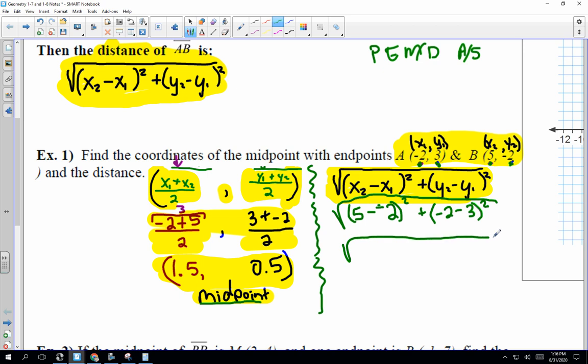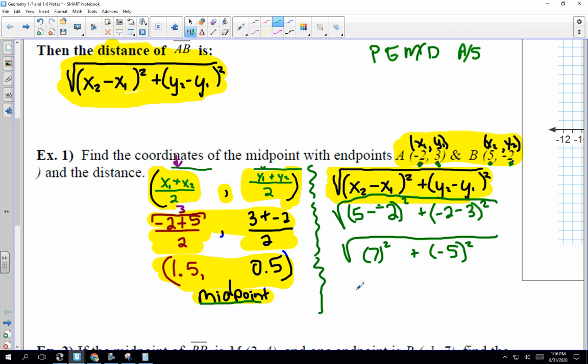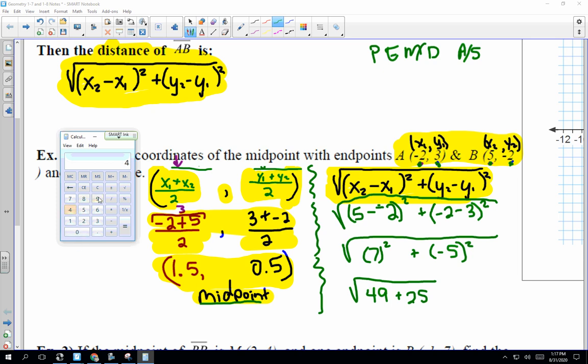And I know some of you guys may find this rewriting process tedious, but it is really, really important because it means that you get the problem correct. So then we have -2 minus 3, -5. Okay, then we take the square root. 7 times 7 is 49. -5 times -5 is 25. 49 plus 25 is 74.